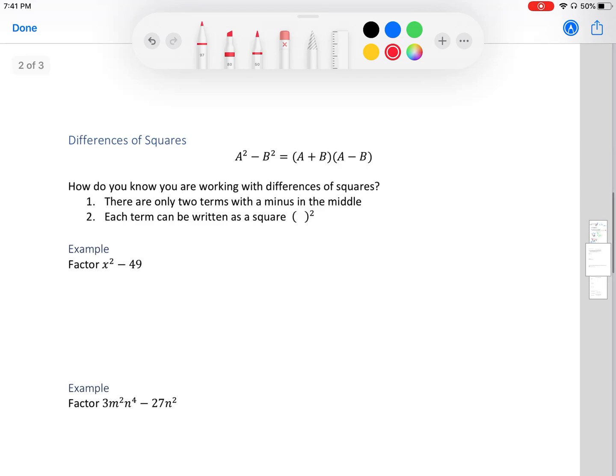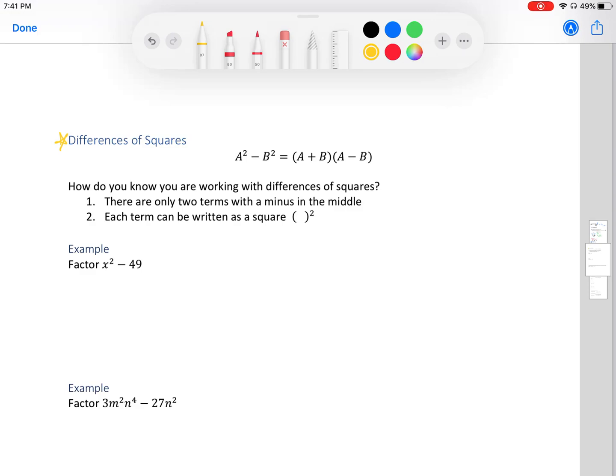Next we have differences of squares. This is your best friend. It's super helpful. Differences of squares says if I have a squared minus b squared, it factors to be a plus b times a minus b.